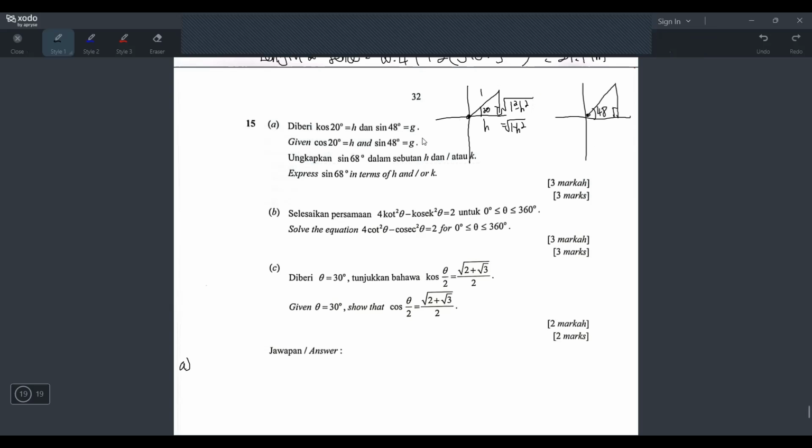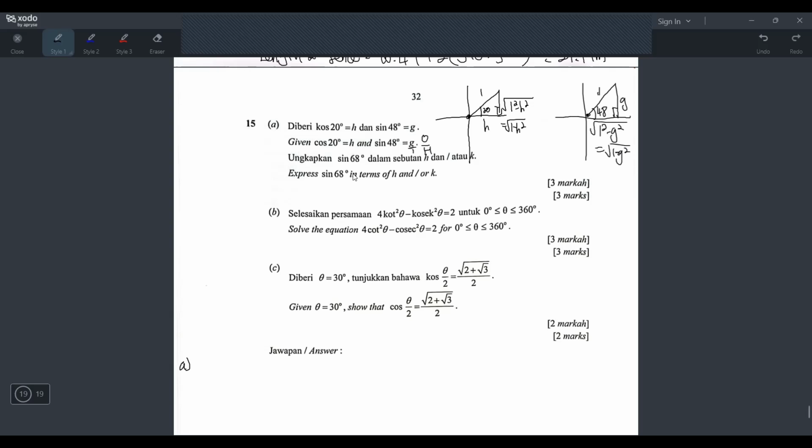So sine punya formula is opposite over hypotenuse. So the opposite is G. So the 48 opposite, I'll write G. And then the hypotenuse, nothing bawah means over 1, so the hypotenuse is 1. Can I find the adjacent? Yes, use Pythagoras theorem. Square root 1 square minus G square. Why minus? Because you are not finding the hypotenuse. If you are not finding the longer side, you will minus. So it will be square root 1 minus G square, because 1 square is 1. So this is the adjacent punya panjang.